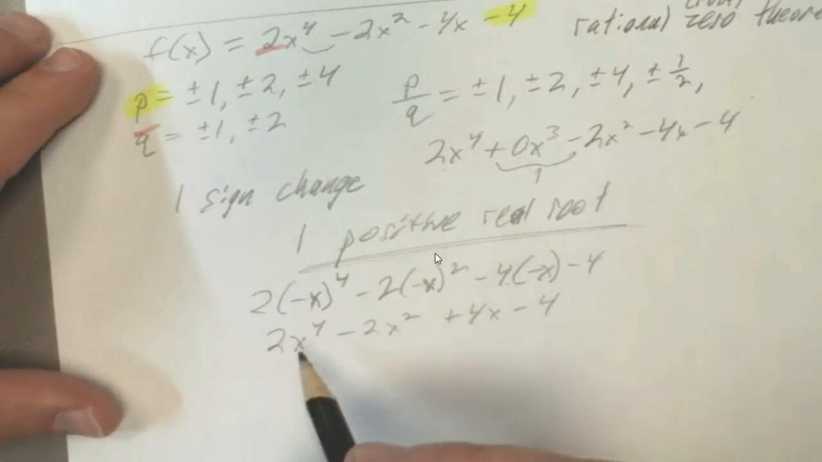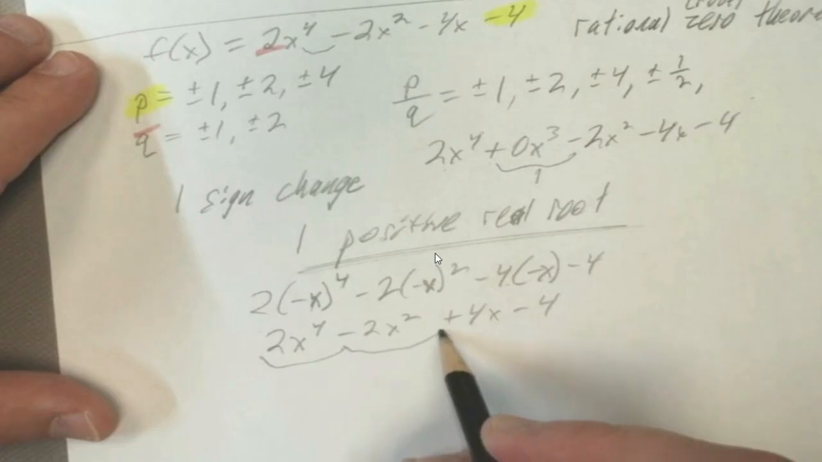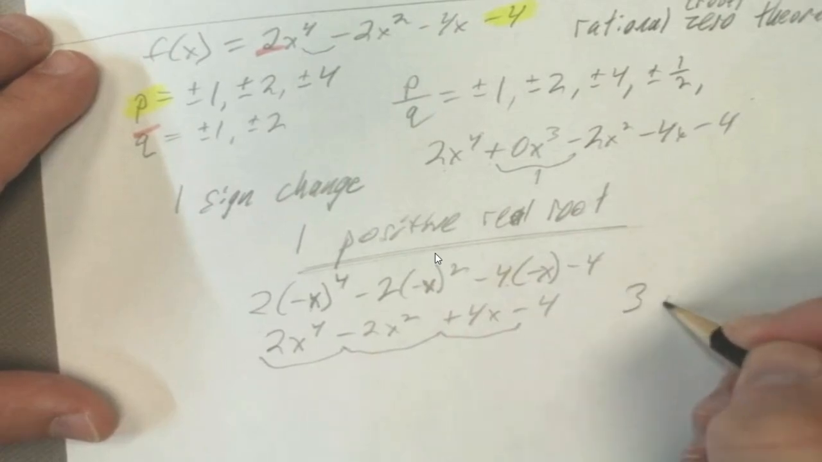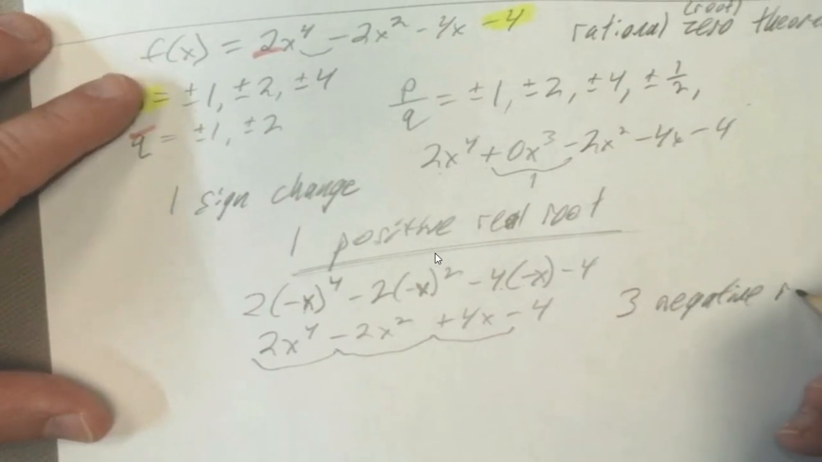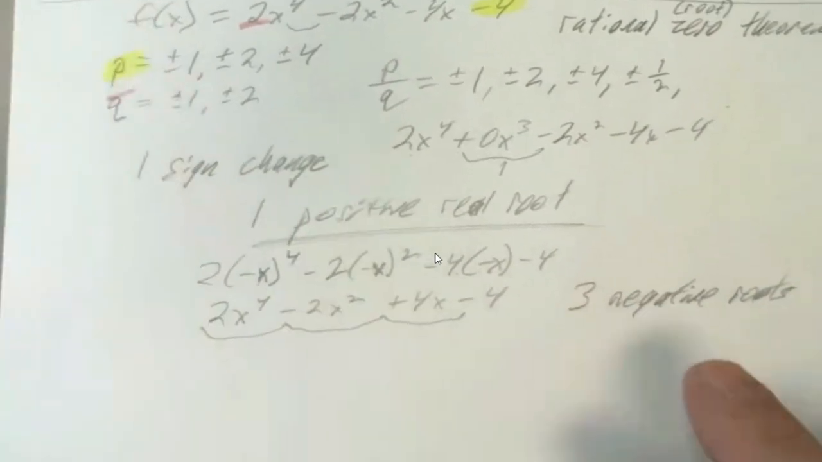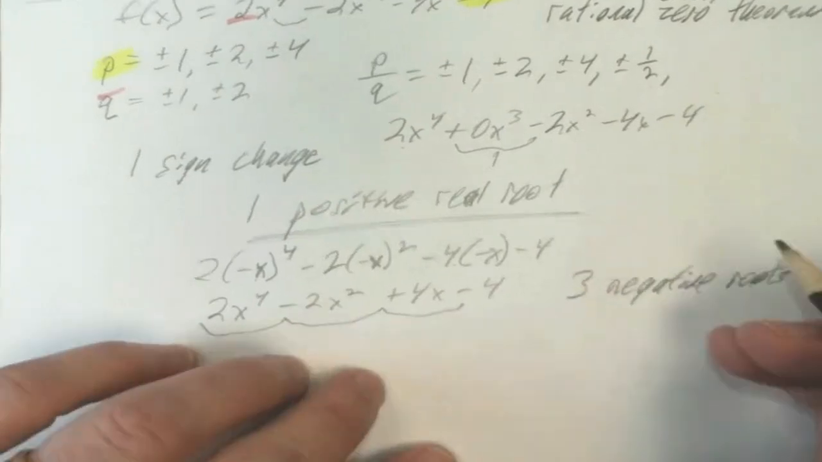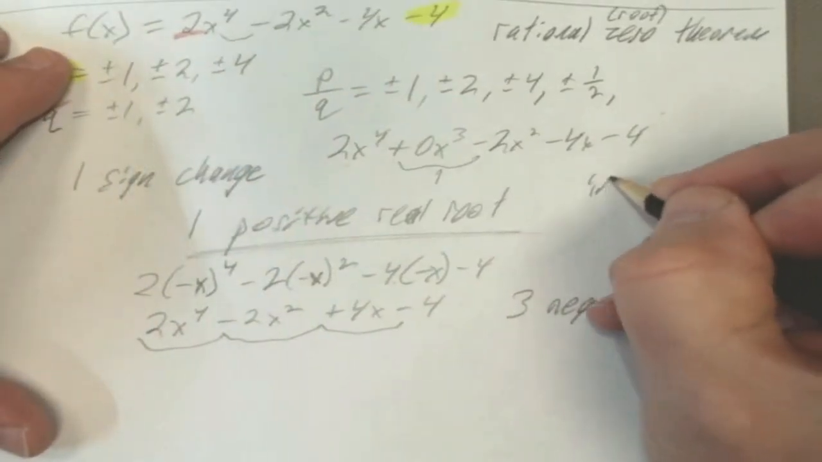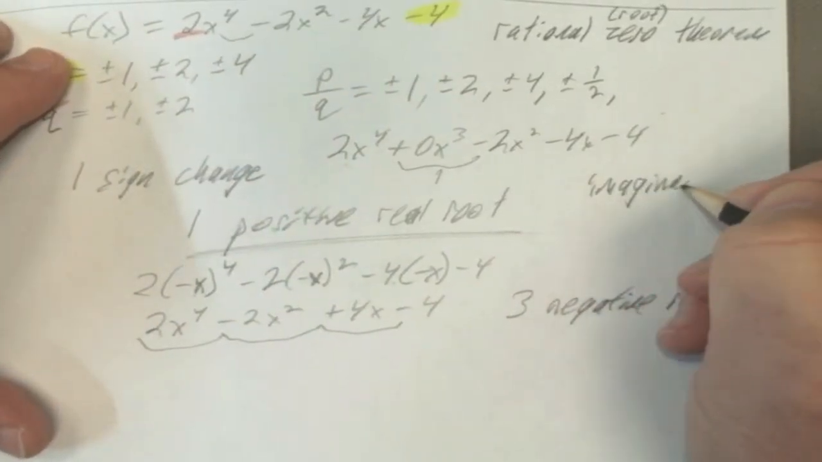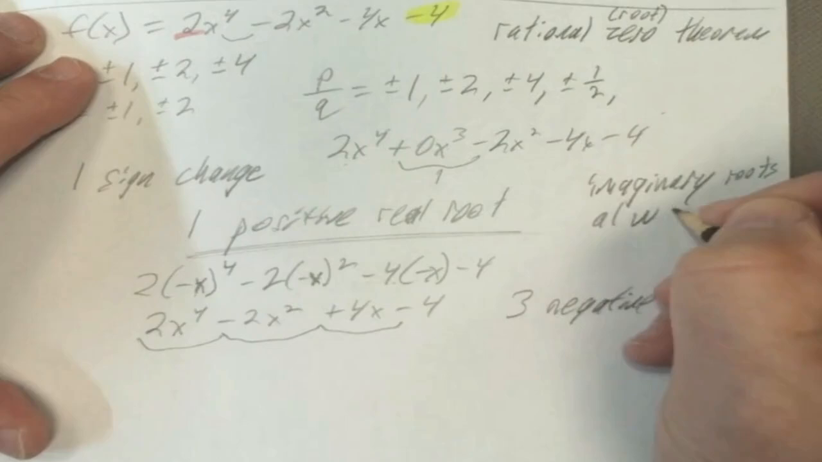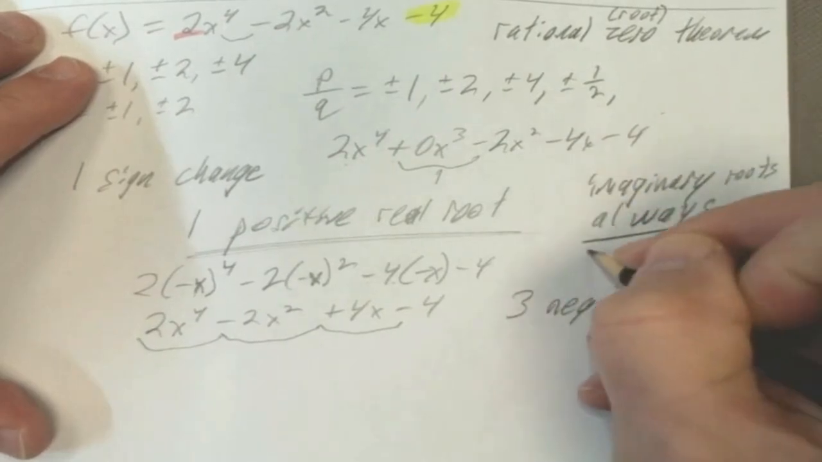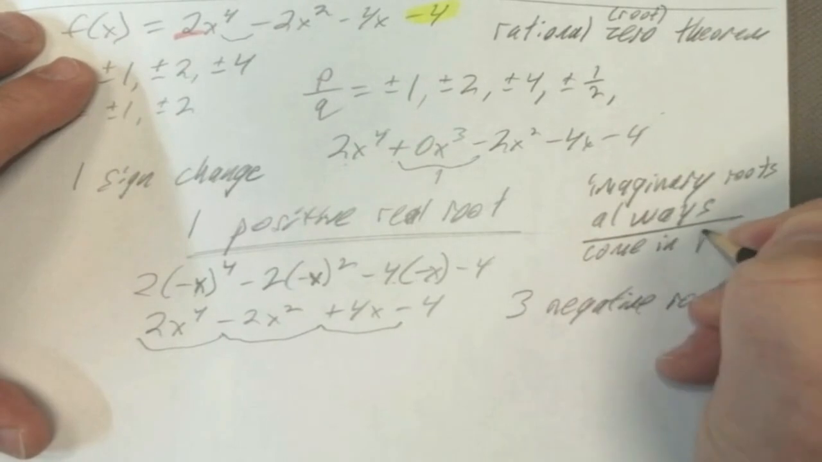So how many times does the sign change here? 1, changes again, 3 negative roots. But the only thing that Descartes won't tell you is how many imaginary zeros there are. Just note that imaginary roots always, I'm going to underline that, come in pairs.